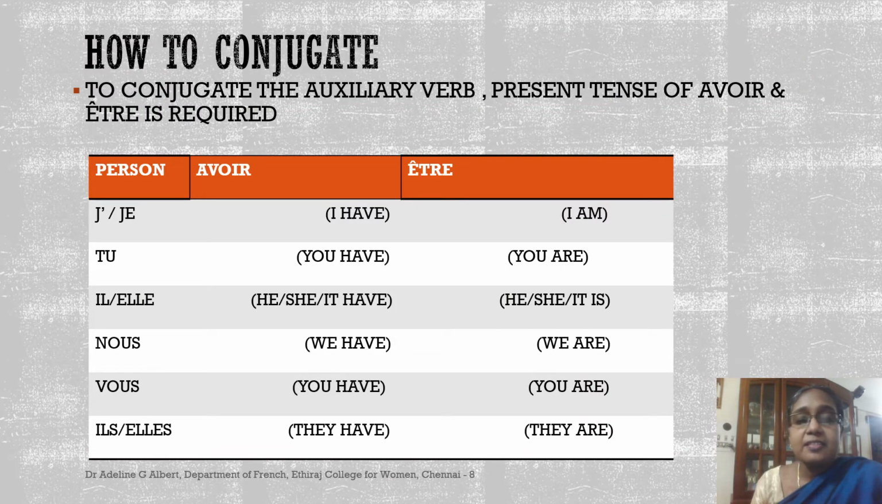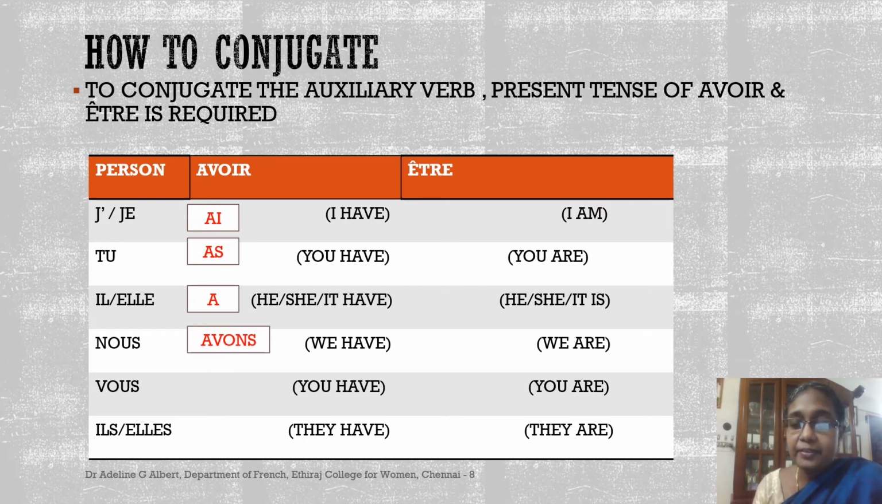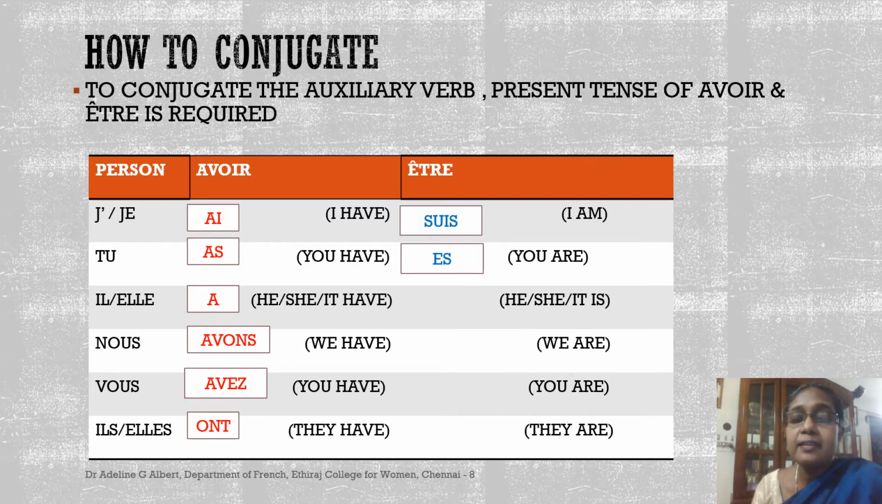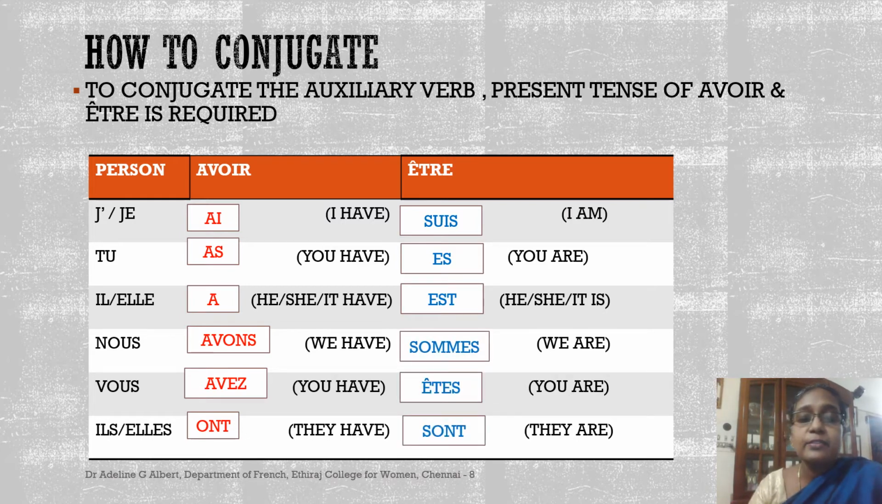Okay, let's go ahead. So how do you conjugate it? You have the verbs être and avoir. I've given them to you here. J'ai, tu as, il, elle a, nous avons, vous avez, ils, elles ont. This is the verb avoir. It means to have. And in case you've forgotten the verb être, here they are. Je suis, tu es, il, elle est, nous sommes, vous êtes, ils, elles sont.